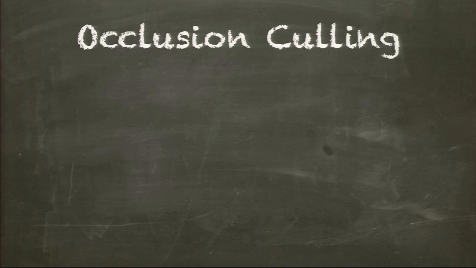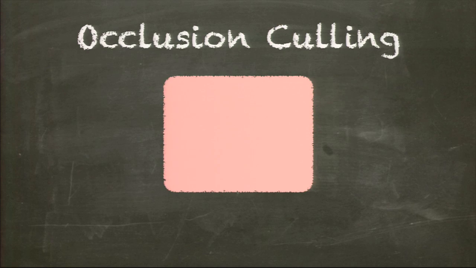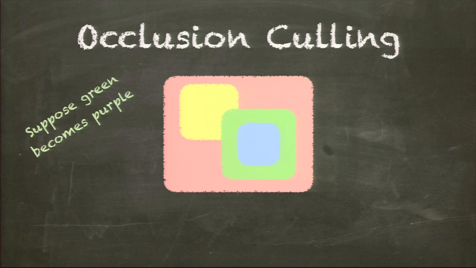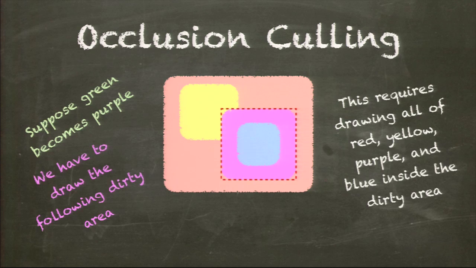Now there's another technique that we do on your behalf called occlusion culling, but there is something that you can do to help the occlusion culling engine. So this is very applicable. Basically, here's what occlusion culling is. I've got one of my rectangles, and then I've got a yellow one, a green one, and a blue one. Now, suppose that the green rectangle becomes purple. At the time that it became purple, you can see the dashed line represents what we have to redraw.